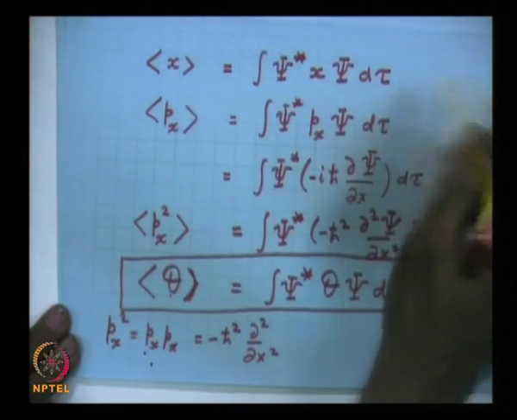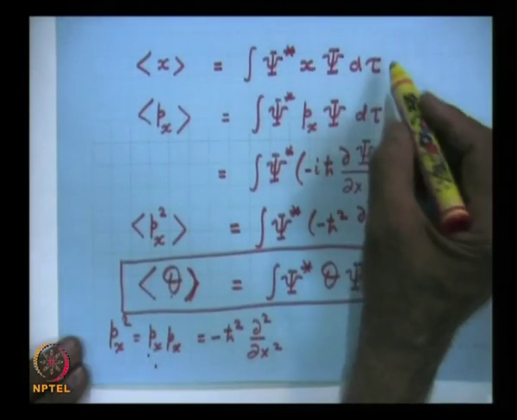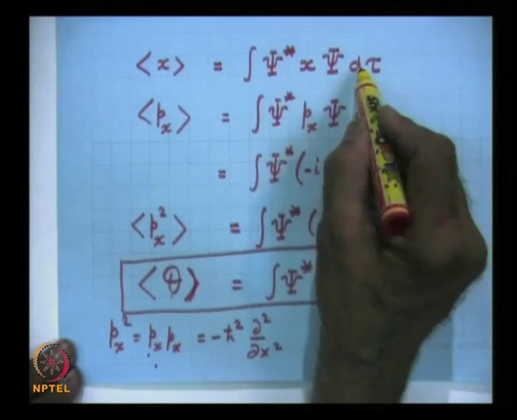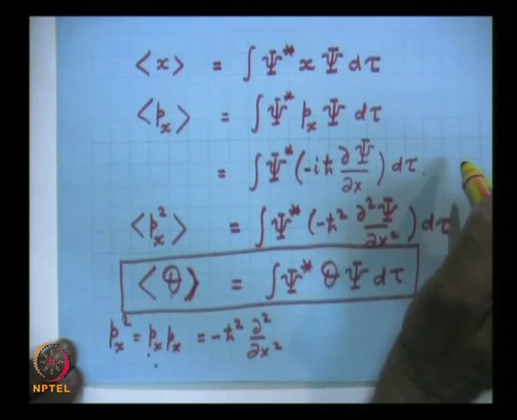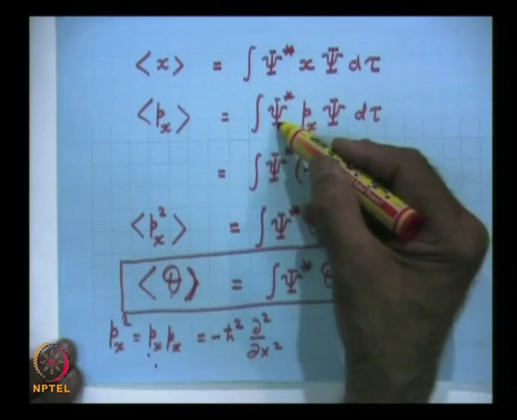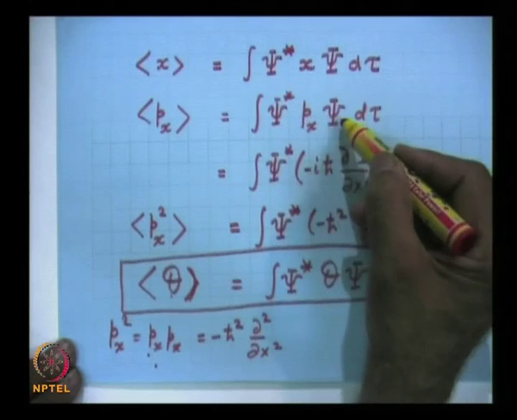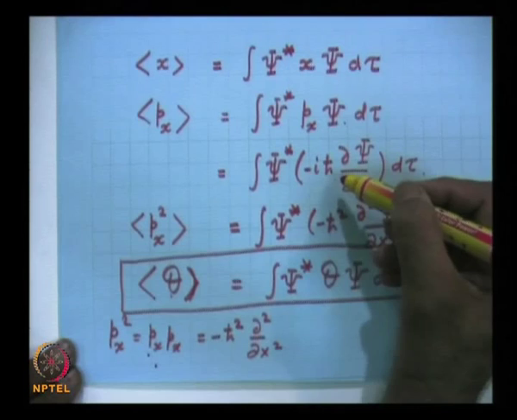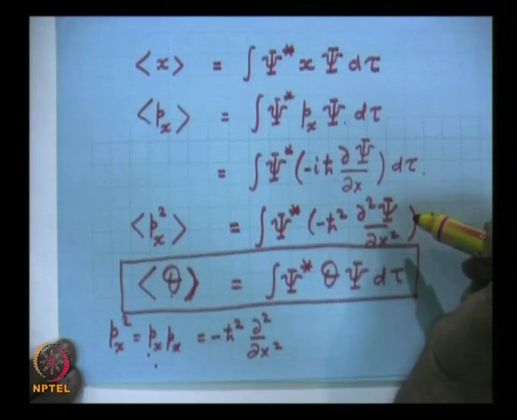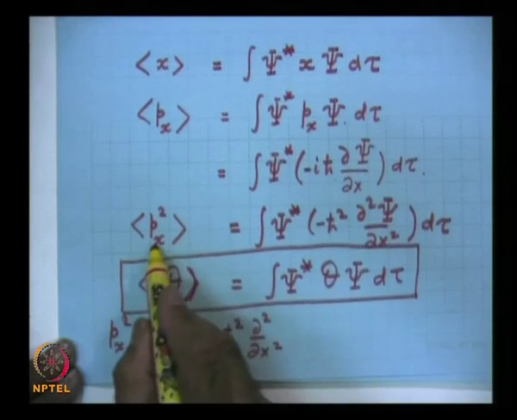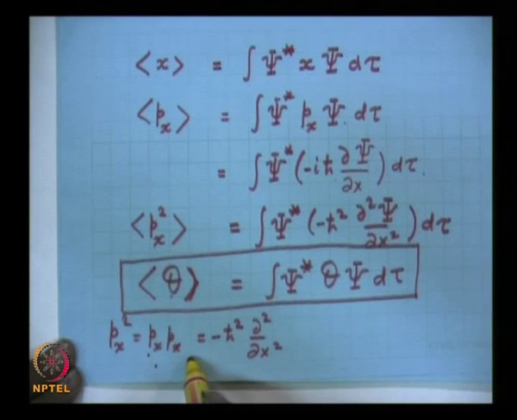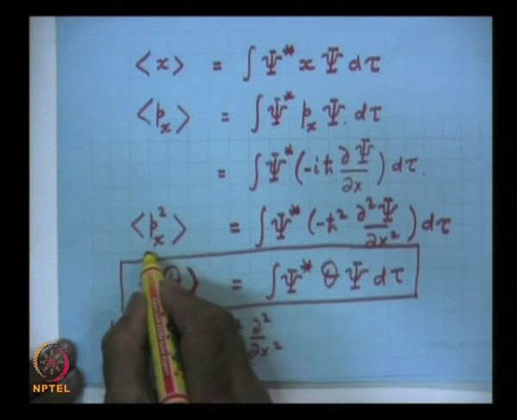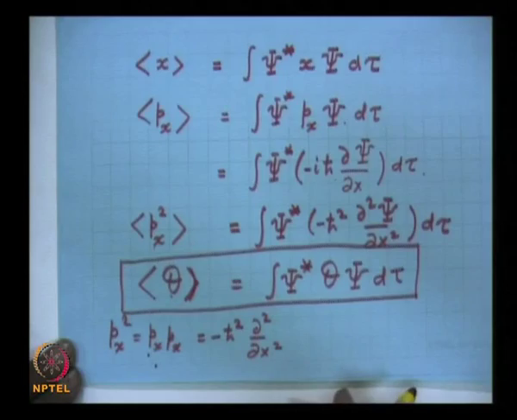So, therefore, we must remember these 2-3 equations. The expectation value is of course very simple. The expectation value of Px is psi star on the left and psi on the right, with Px represented by its differential operator representation, and this is for Px square, and if you want to write the kinetic energy, then I just have to divide by 2m.